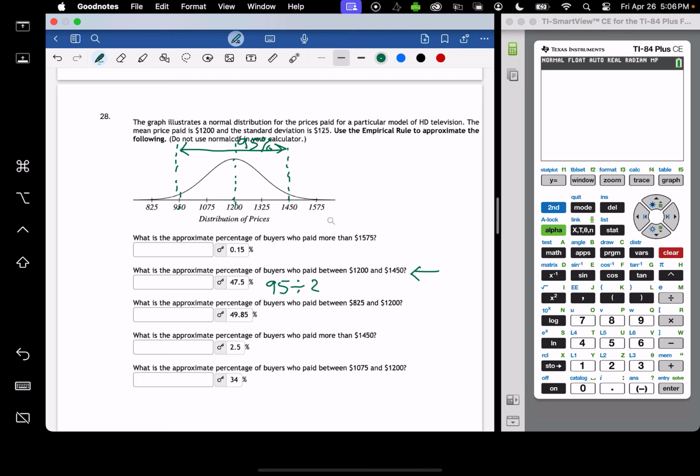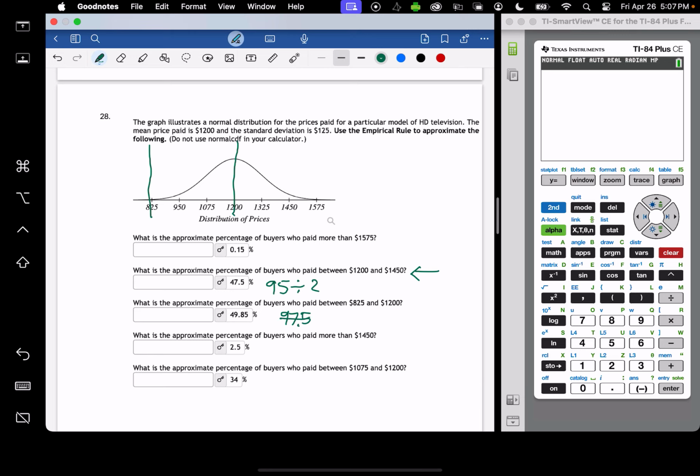Next one, what is the probability that, what percent of buyers paid between $825 and $1,200? Similar idea here. You probably can guess what needs to happen next. Erase this. So between $825 and $1,200, that's just 97.5.